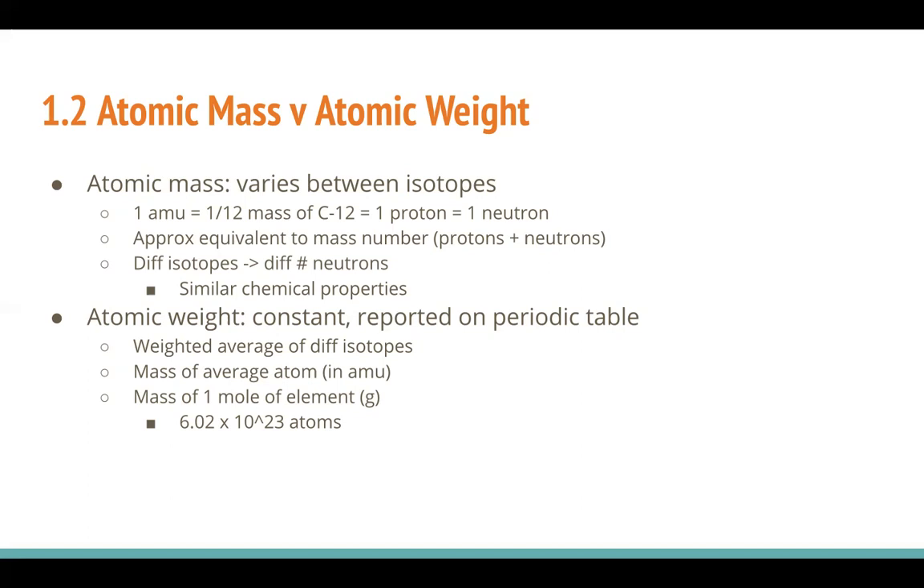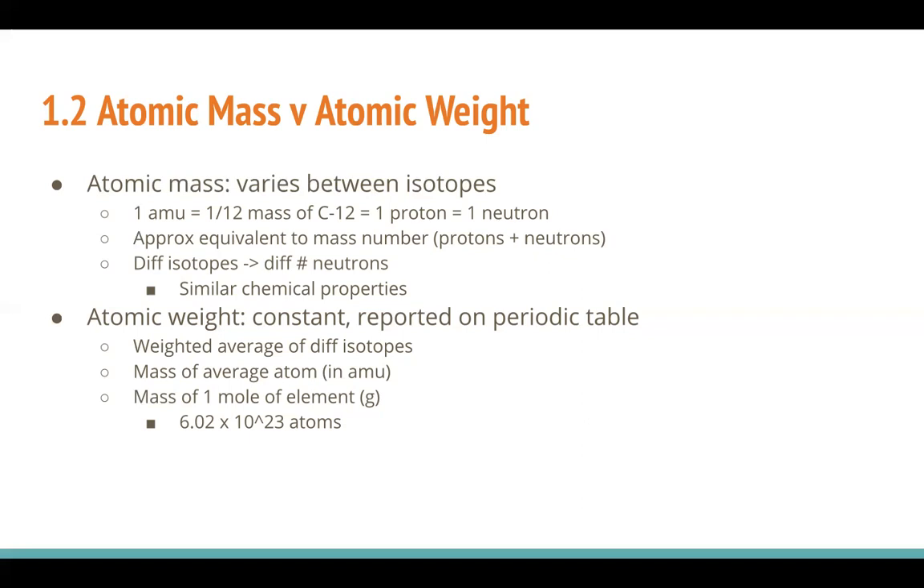Elements can occur in nature in different forms, so in different isotopes. For example, carbon-12 is the most common type of carbon. It occurs 99.7% of the time. However, carbon-13 is also an isotope of carbon that does occur in nature, very, very little, maybe 0.3%. But it does have an impact on carbon's atomic weight.